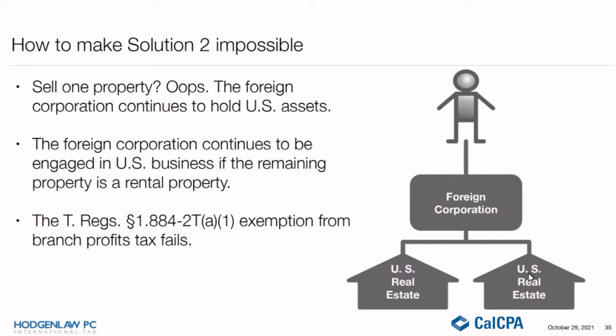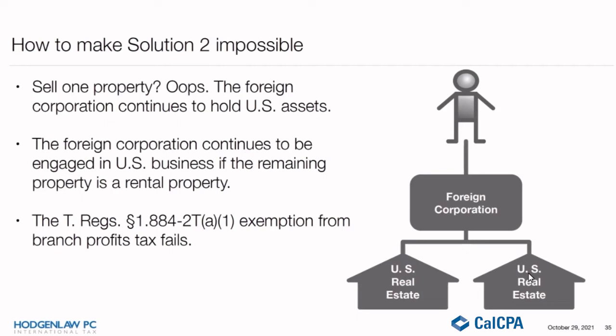So what do you do? Corporations are cheap. So just spin up a little corporation, one for each piece of property that you have. And if you sell one of these things, you liquidate it, and you take the money offshore and put it in the shareholder's pocket. The other corporation continues to move along, and you've got no problem with the branch profits tax for the corporation that sold its U.S. real estate.